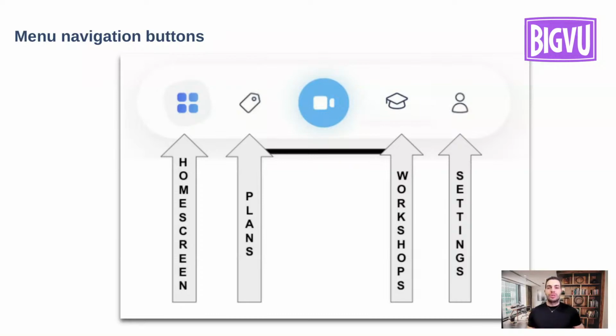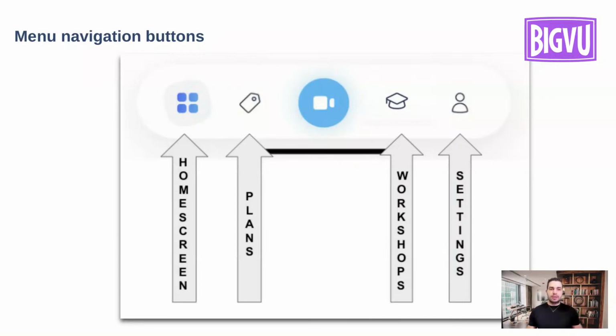So the first icon that we have is the home screen. Every time that you click on home screen, you go to that screen that we're seeing with all the projects. So if you're kind of lost in the app, this is the option that you should choose. We also have the plans. You can see that we have the starter plan, the plus plan. The difference between them, I'm going to explain in a few minutes.